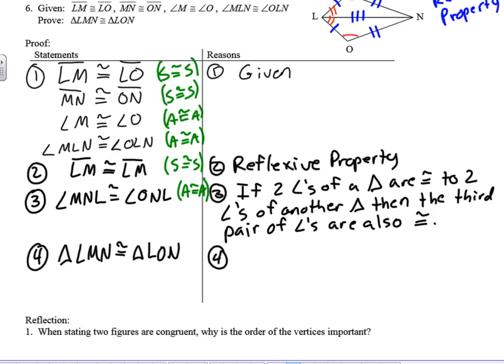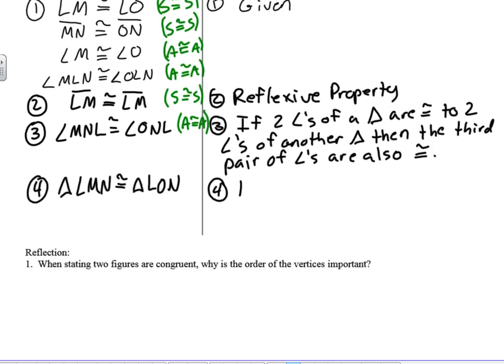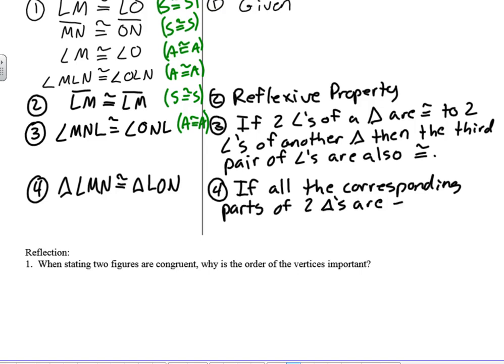And the reason for this is if all the corresponding parts of 2 triangles are congruent, then the triangles are congruent. All right. So that's what it means to be congruent. All right. That all of their parts are congruent. And so we can do some proofs to demonstrate that and give a reason for that.